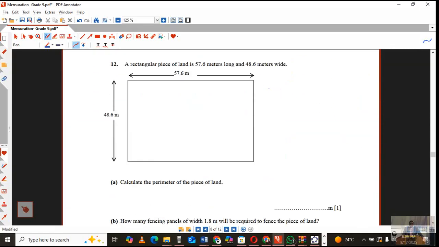Right, we have got question 12. A rectangular piece of land is 57.6 meters long and 48.6 meters wide. They say you must find the perimeter. Now the perimeter is nothing but just adding all of those distances together. So this would be also 48.6. This one will also be 57.6 rather. Okay, so you're just gonna add them all up.